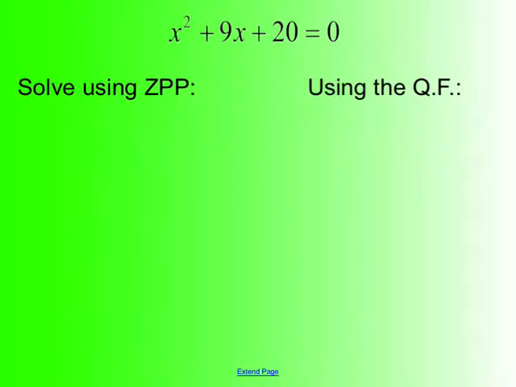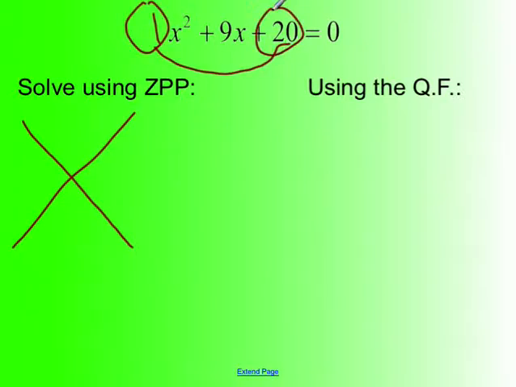We're going to practice that on 2 different versions. Let's start by using the zero product property to solve this problem right here. The first thing we're going to do is set up our x. We have 1 times 20, and that's going to give us 20. So we're multiplying to 20 and adding to 9. I'm asking myself, what multiplies to 20 and adds to 9? Well, that's going to be 5 and 4.